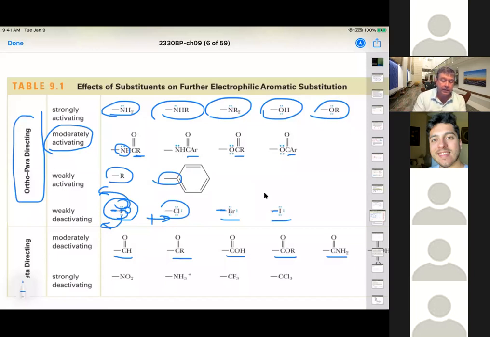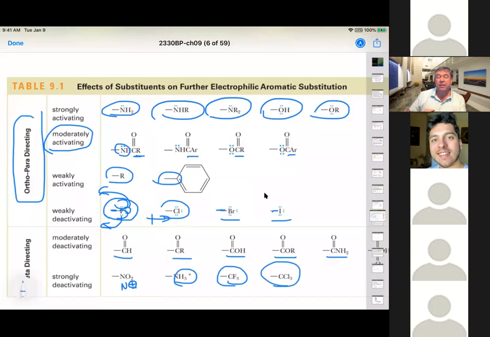And then our strong deactivators are, this nitrogen has a formal +1 charge. This has a positive charge. This has three groups pulling electron density away from that carbon, so it's an electron withdrawing group. Three halogens pulling electron density away, it deactivates the ring. Therefore, it's a meta director and deactivating.